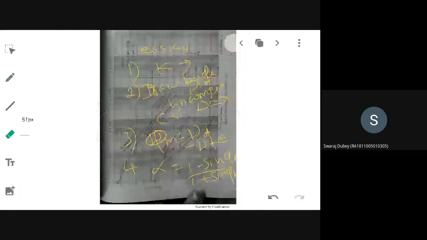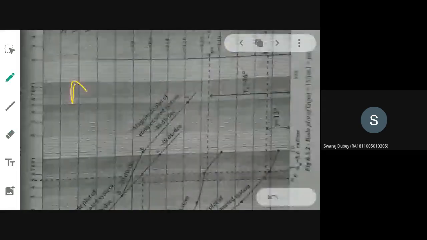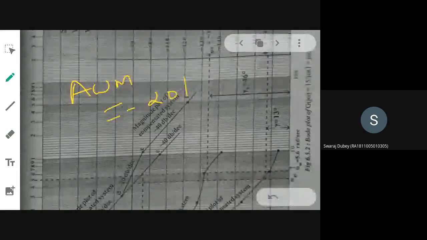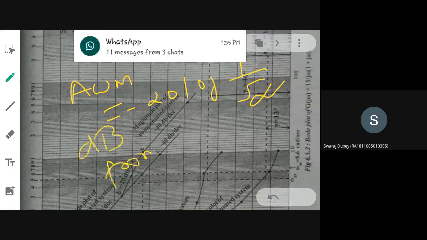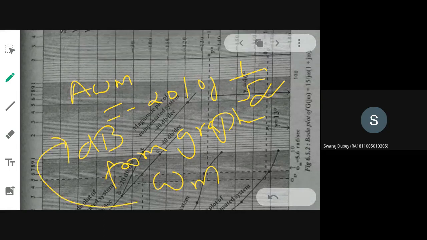Then you will be calculating the gain by using what formula? A at omega m is given by minus 20 log 1 by square root of alpha. By using that you will find the dB value. You will go back to the graph and determine the corresponding omega m for this dB from the graph. Then, using what formula will you calculate T?